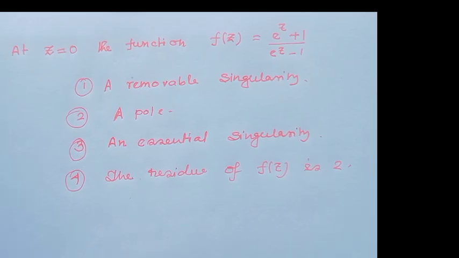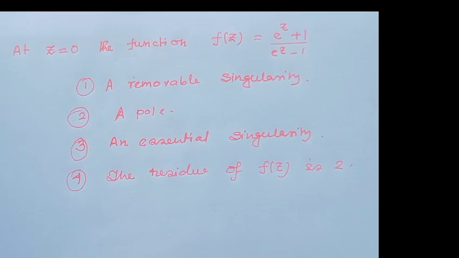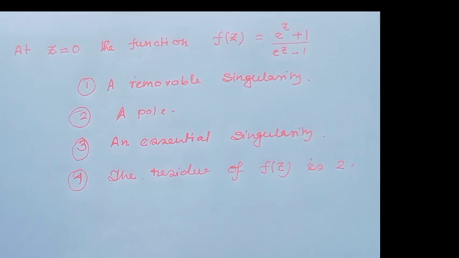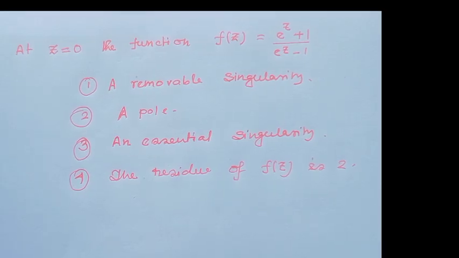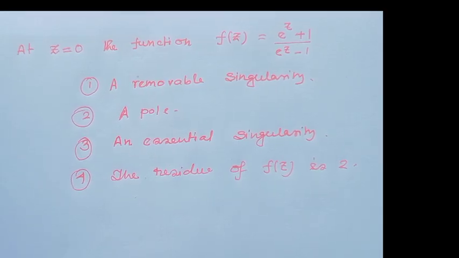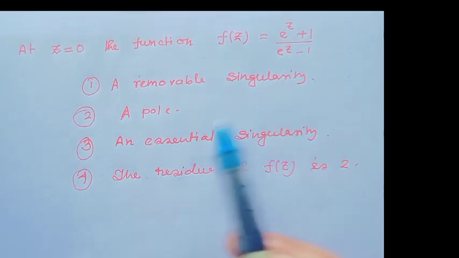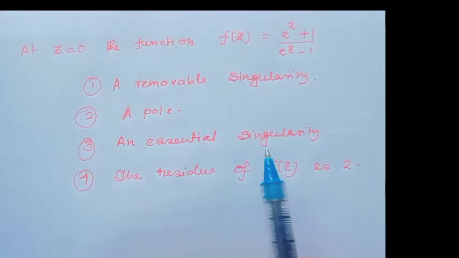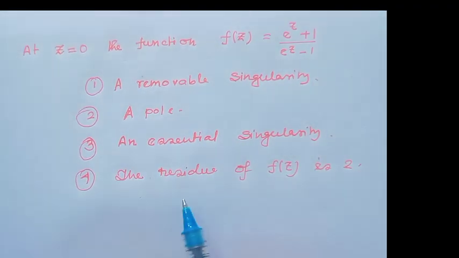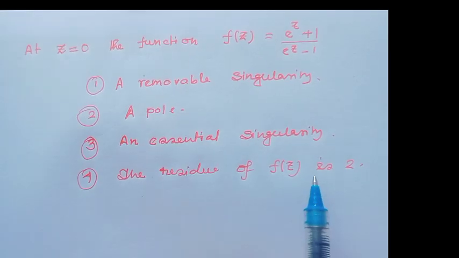First example: at z equal to 0, the function f(z) equal to (e to the power z plus 1) over (e to the power z minus 1). Option 1, a removable singularity. Option 2, a pole. Option 3, an essential singularity. Option 4, the residue of f(z) is 2.